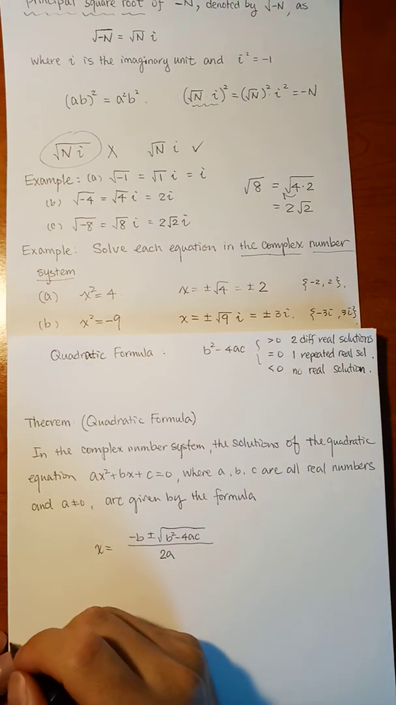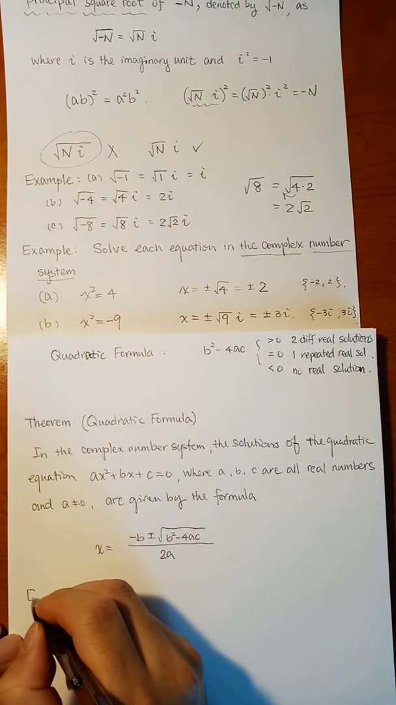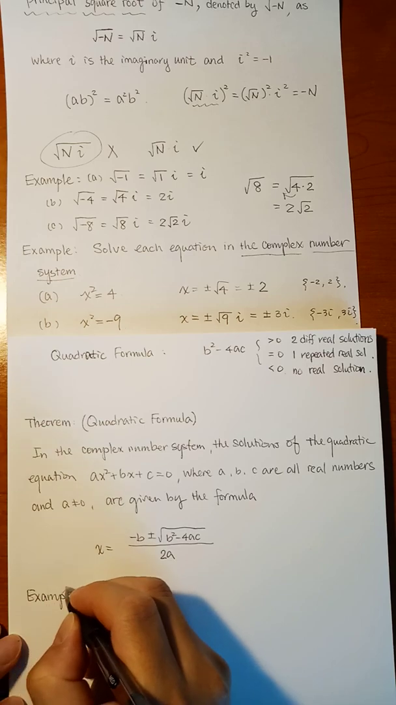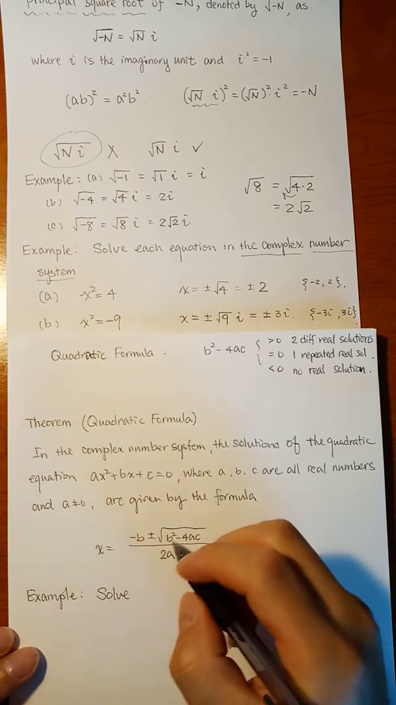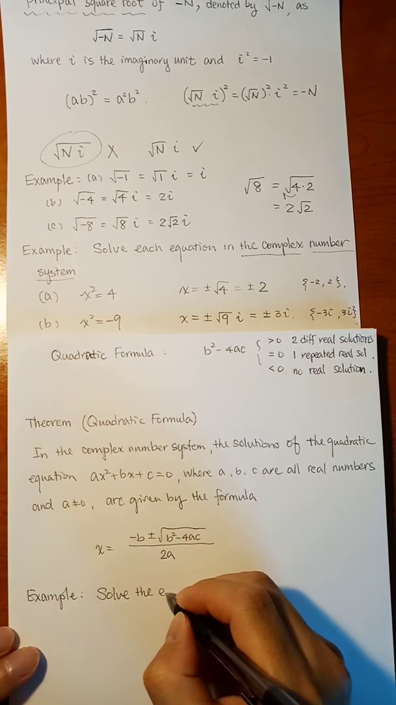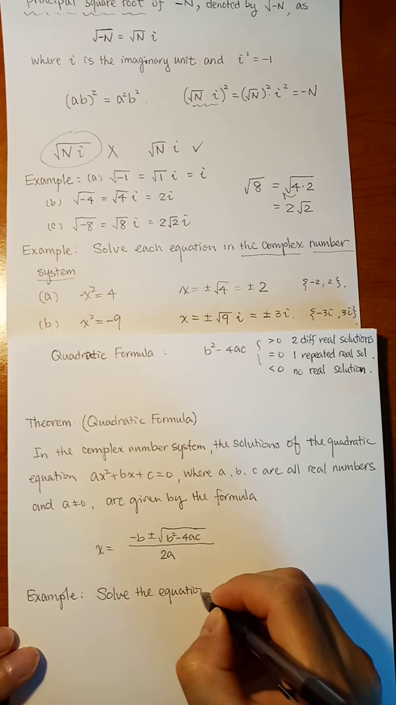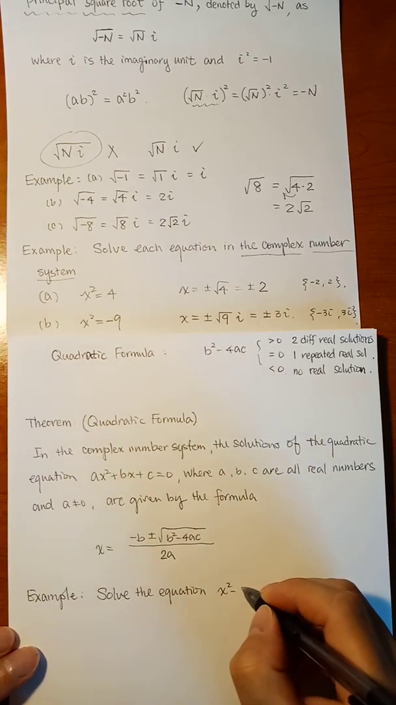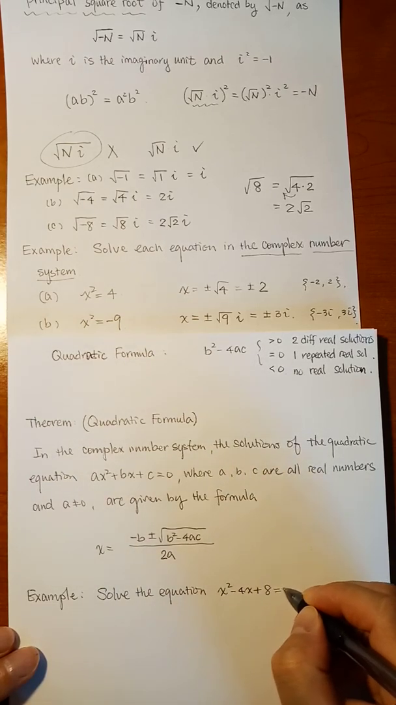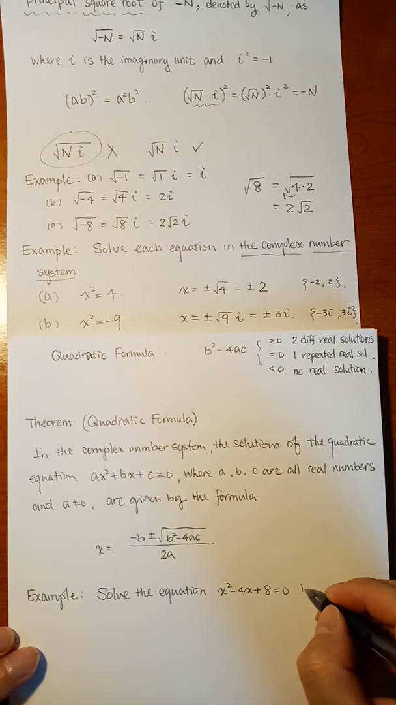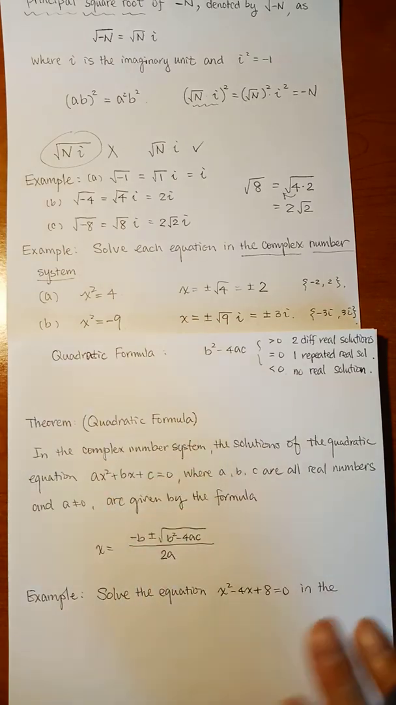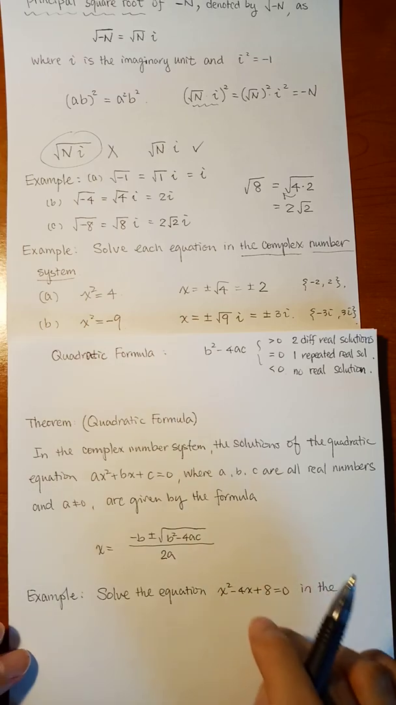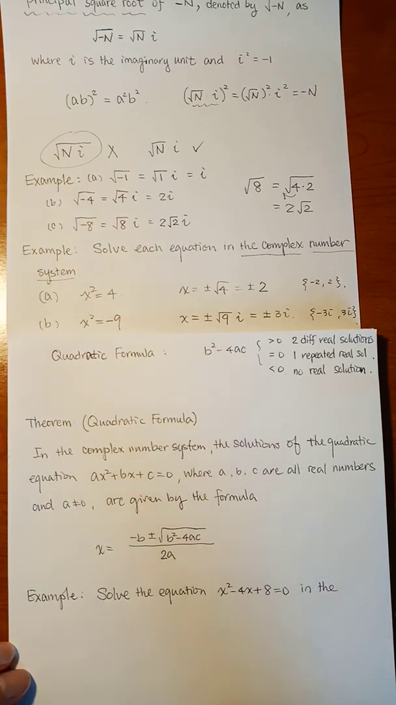So let's see an example. Solve the equation x squared minus 4x plus 8 equal to 0 in the complex number system. It's very important that we emphasize this: in the complex number system. If there is no such requirement, no such condition, this equation may not have a real solution.